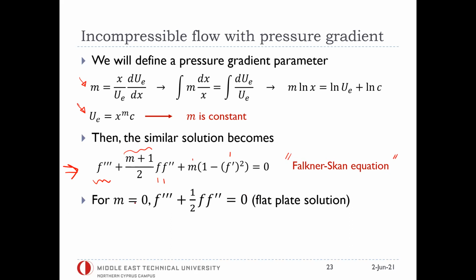But it is a more generalized case than the Blasius equation. If m equals 0, which means there is no edge velocity variation in the streamwise direction, and of course no pressure gradient, inserting m equal to 0 in this equation should reproduce the Blasius equation, which indeed it does. So we get this as a flat plate solution.